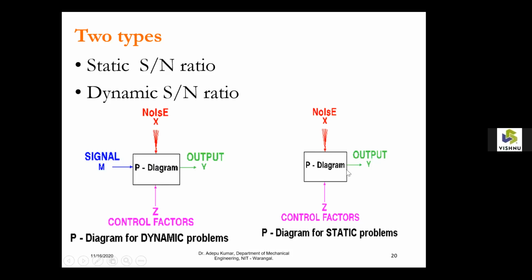What is the difference between these two diagrams? Here there are no signal factors. So this is known as a static problem. Once the customer is involved, it is a dynamic system.